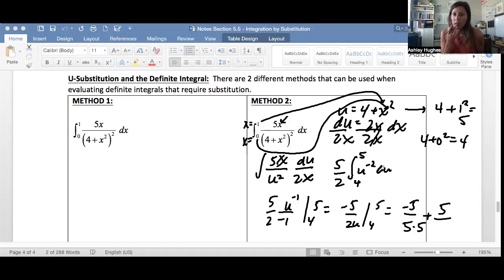There you go. I lost my u. Over 5 times, 2 times 5 here, 2 times 5, and then 2 times 4. So again, the -1/2 plus 5/8. So those are just two ways of doing the same problem.